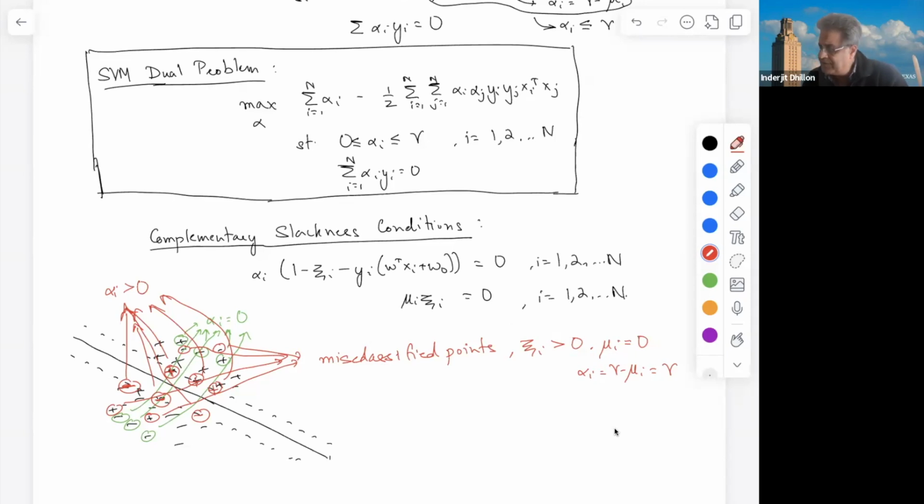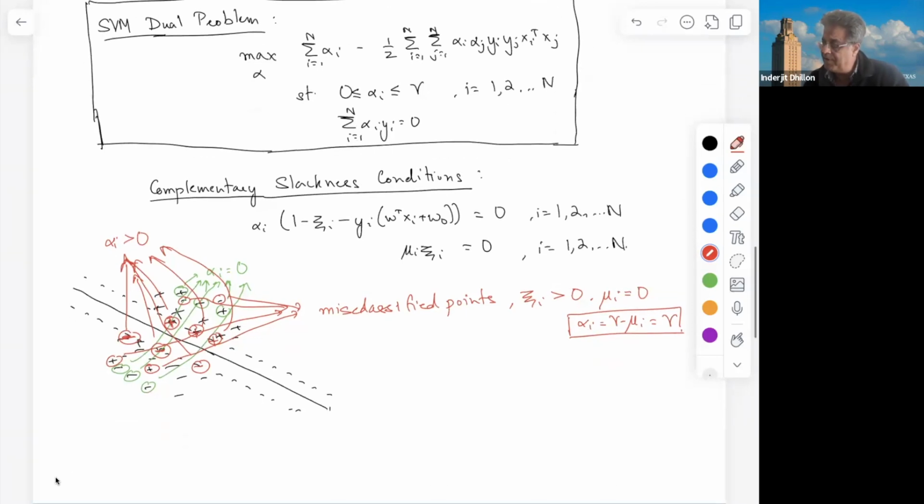Okay. So for these misclassified points, maybe I should have used a third color, right? But alpha i is actually equal to gamma, so obviously it is greater than 0. But you can see now that alpha i's for misclassified points are actually limited. They cannot be bigger than gamma. So even if there's a huge outlier, like a negative over here or a positive way away from the margin, that outlier does not actually affect your decision boundary too much. It's capped at gamma.